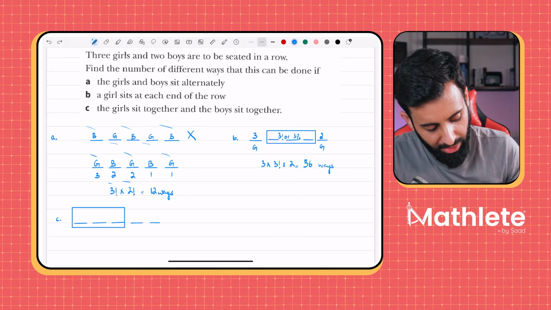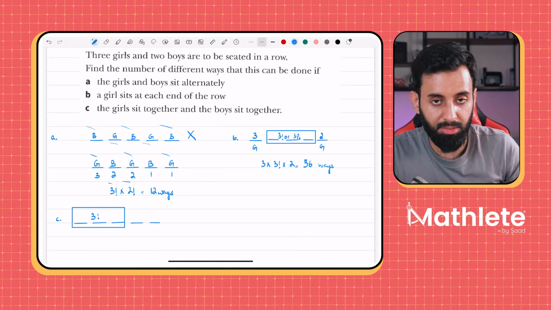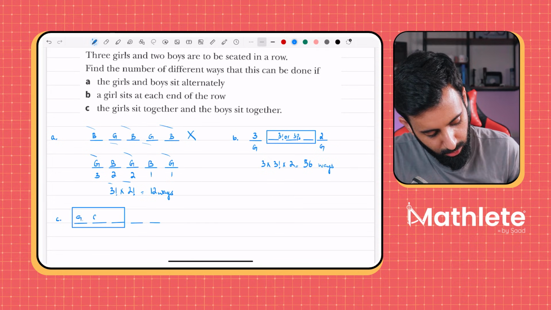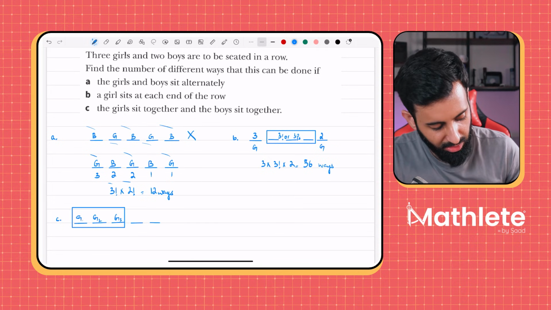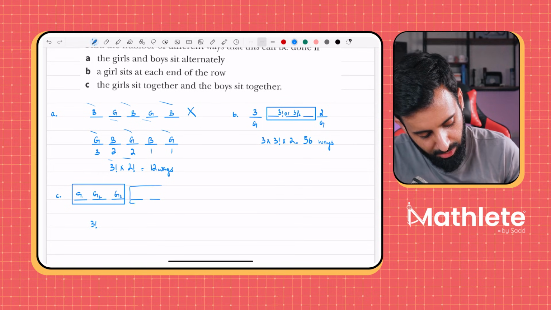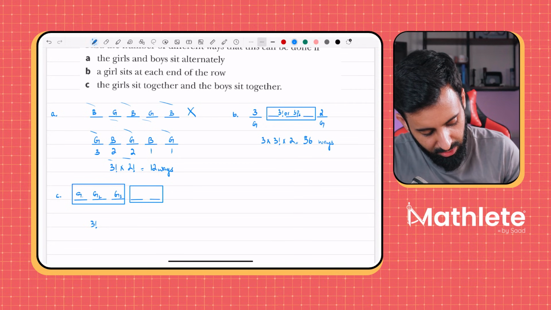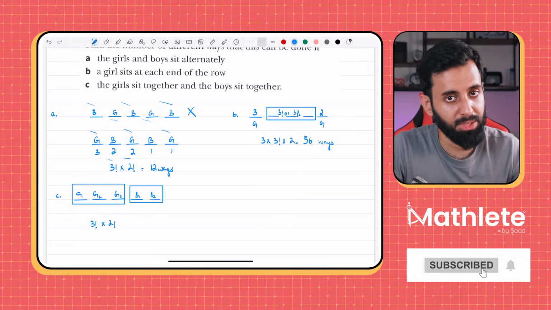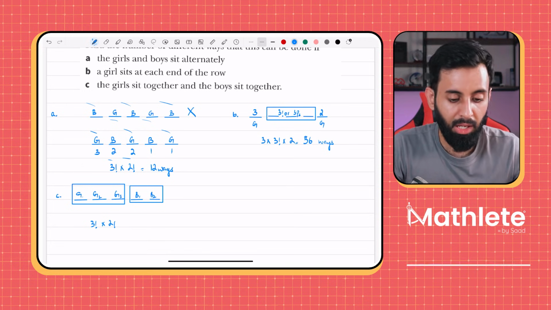3 girls, and remember that they can shuffle amongst themselves. So how can they shuffle amongst themselves? 3 factorial. If you want to see the working behind it, here we have girl 1, girl 2, girl 3, and since they can shuffle amongst themselves, that would be 3 factorial. Here we will place the boys, since the question says that the girls and boys are to be together, so boy 1 and boy 2, and obviously there's no restriction on why these boys can't shuffle amongst themselves. As long as they're together, that's all that matters.